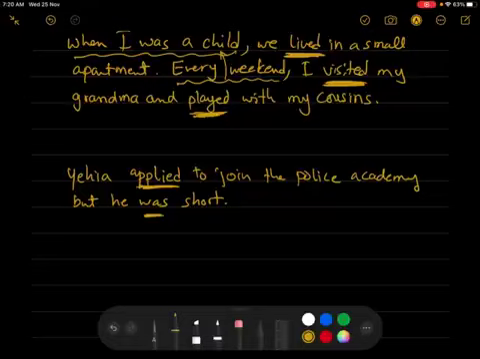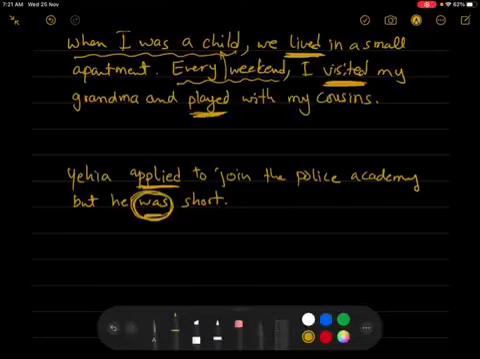Here Yahya is still short in the present, and that is a true fact about him. But the focus here is on a past situation in which he applied to join the police academy. That's why we said, but he was short. Okay, instead of saying, but he is short, we don't say he is short. So he was short, it means that that is a reality about him.